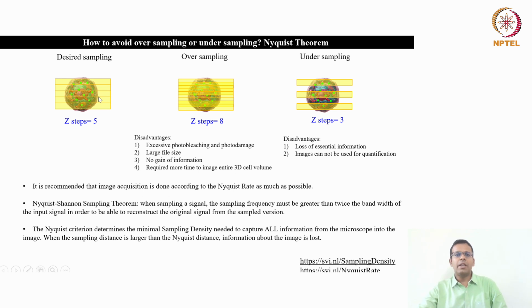So let us see how you can decide that. This is known as the desired sampling, because you can cover the entire cell volume in just 5 Z steps. This is the desired sampling rate. But if you take 8 images with overlapping focal planes, then it is known as oversampling. Now, what are the disadvantages of doing this? Whatever information you can capture in just 5 steps, why would you go for taking 8 steps?